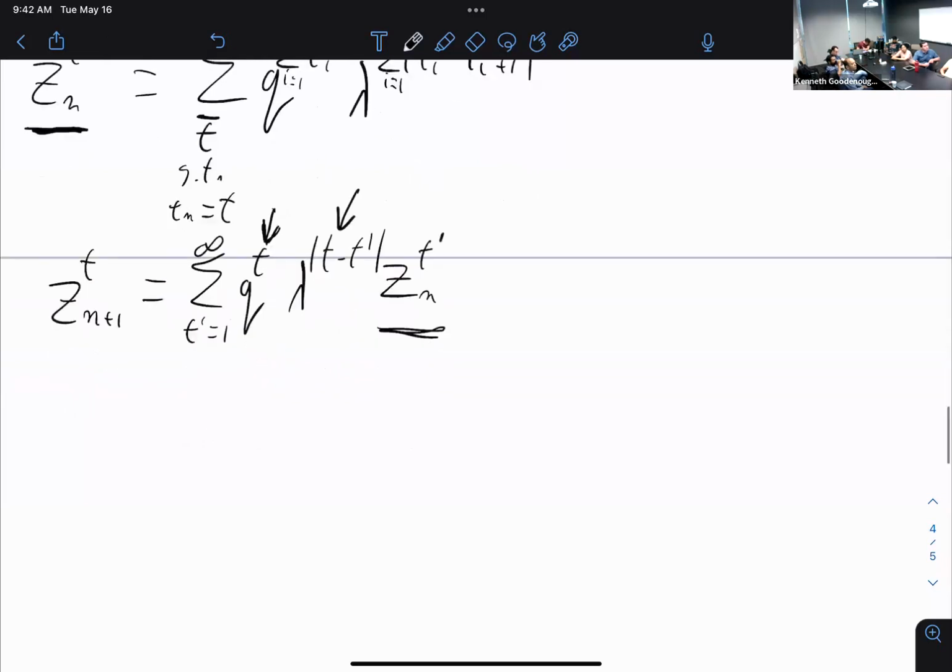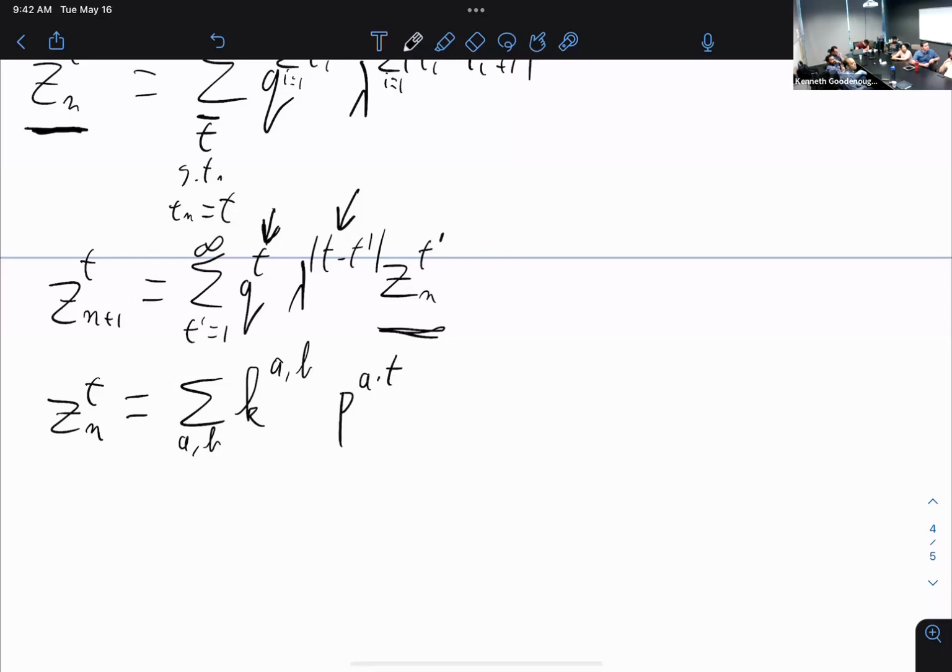Let me first make a statement that I won't prove: for any n, Zn of T is always of the following form. It's a sum over A and B, where A and B are just positive integers. KAB are some real numbers, so coefficients. And here I always have something of the following form. Oh, sorry, this should be Q. So this is an ansatz. One can prove this, but I won't prove this now for this long. If you go through the recursion steps, you can prove this.